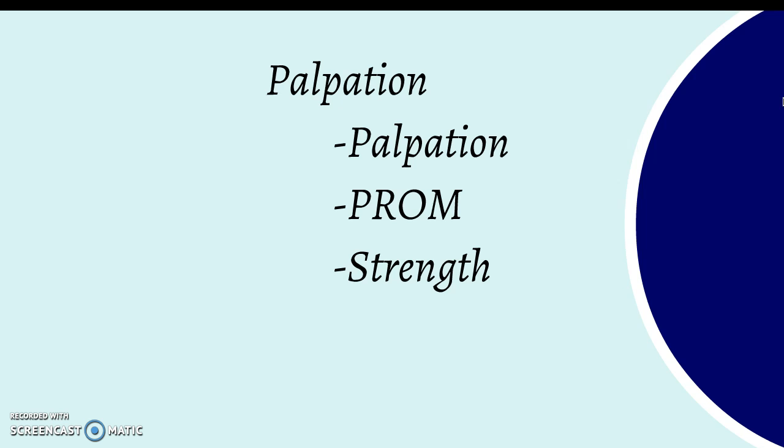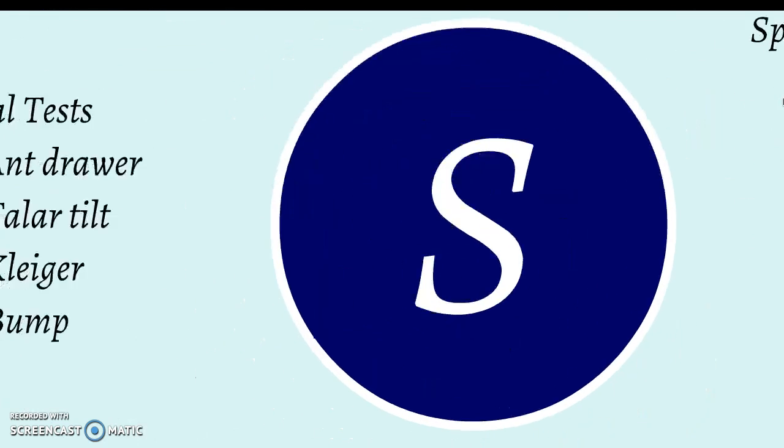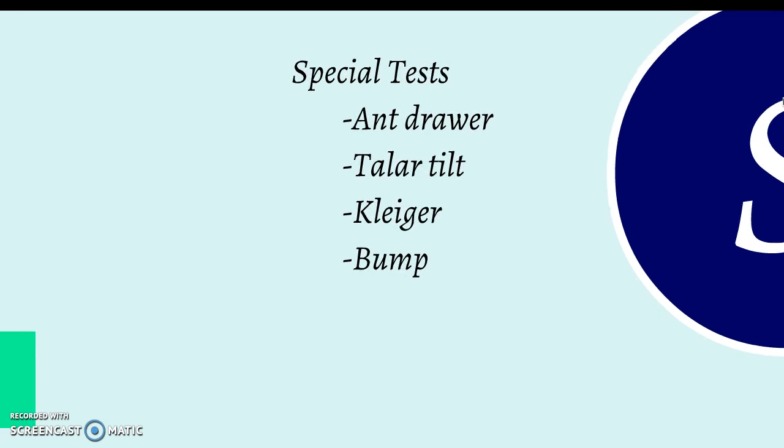I usually rank them 5 out of 5, 4 out of 5, 3 out of 5. I don't do any of the pluses. Then we move on to special tests. So for the ankle specifically, I do anterior drawer, talar tilt, the Kleiger test, and the bump test.